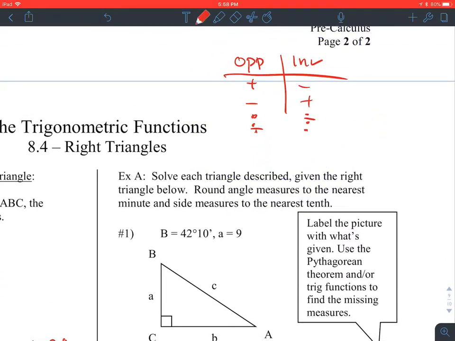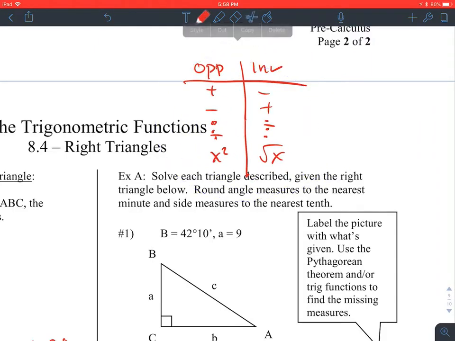What about squaring? We pretend that square rooting is the inverse of that. It isn't really, but it's good enough for us in high school. Well, what is the inverse of sine? It is something called, and this is a great name, sine inverse.